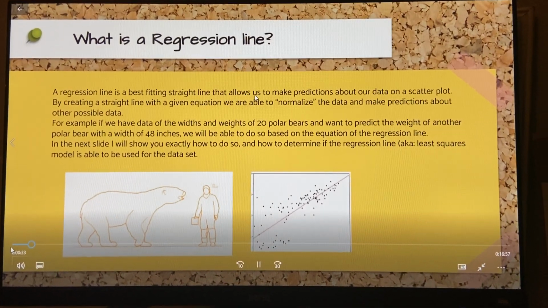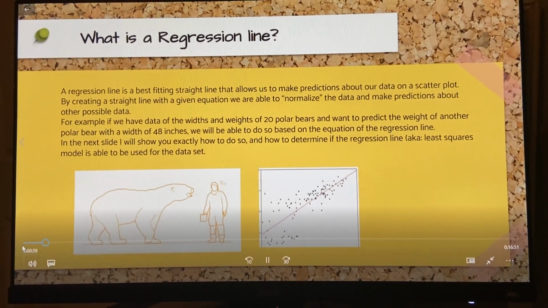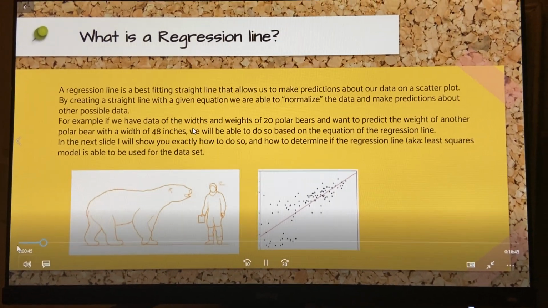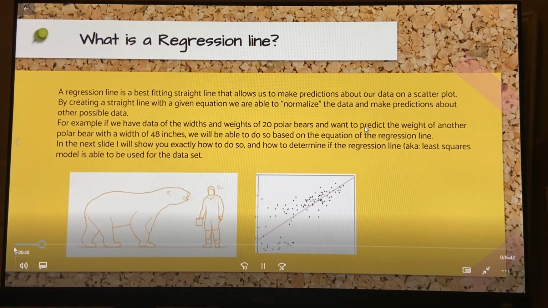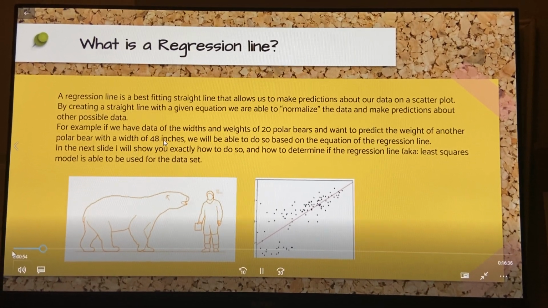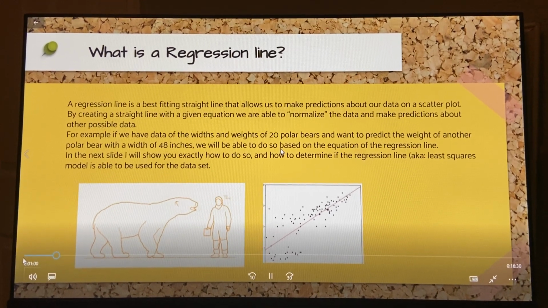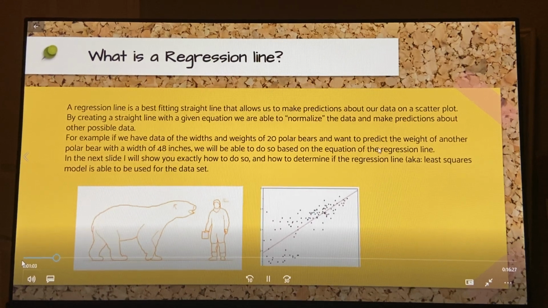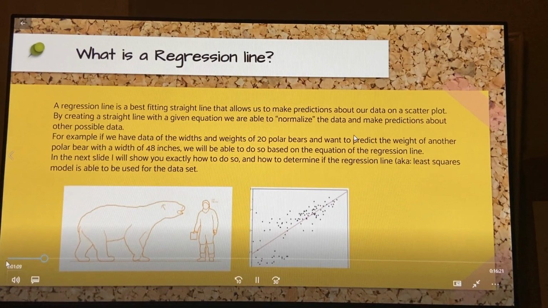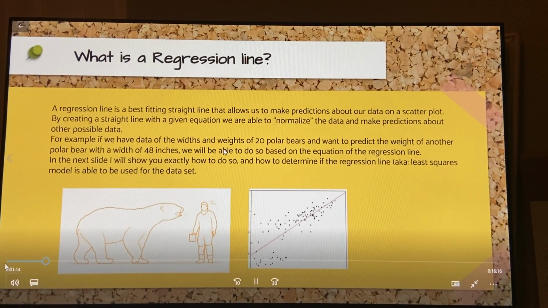scatter plot. By creating a straight line with a given equation, we are able to normalize the data and make predictions about other possible data. For example, if we have data of the widths and weights of 20 polar bears and want to predict the weight of another polar bear that we know has a width of 40 inches but we do not want to or cannot weigh, we will be able to make an accurate prediction using the equation of a regression line, as long as the qualifications are met. We will talk on the next slide about what those qualifications are to use this formula.